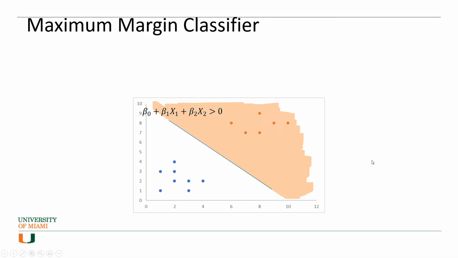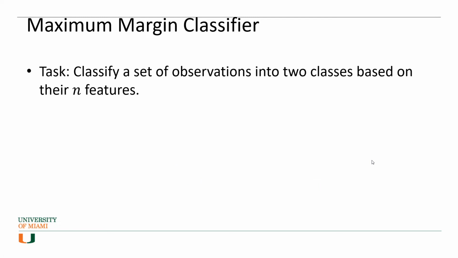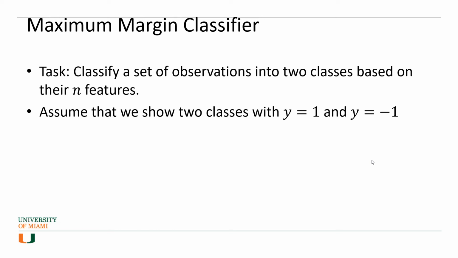Now, let's see how it actually works. What is the mathematics behind it? We can formally define the task of the maximum margin classifier as classifying a set of observations into two classes based on n features. We can also assume that y equal to 1 denotes the observations in one class, whereas y equal to -1 identifies the observations in the other class.